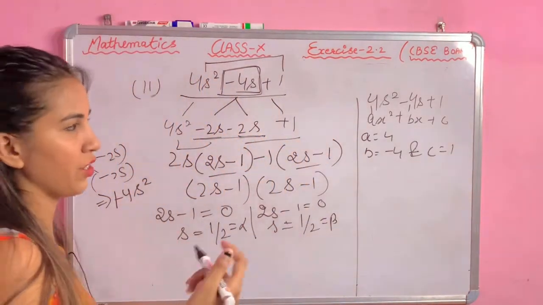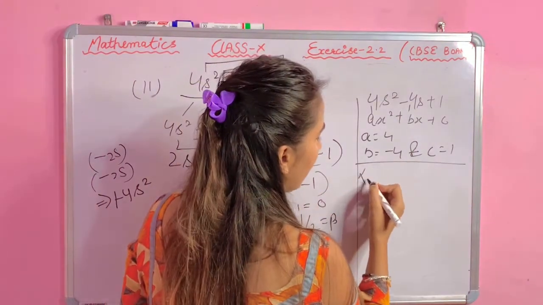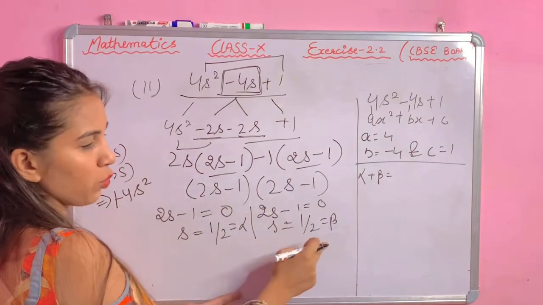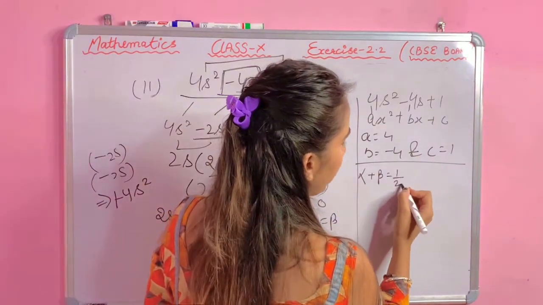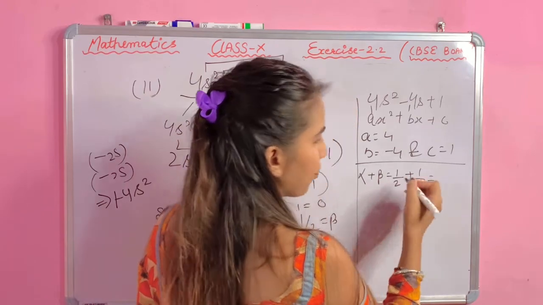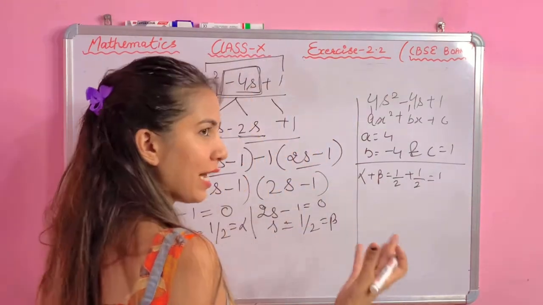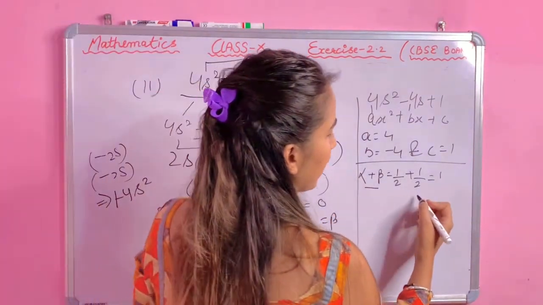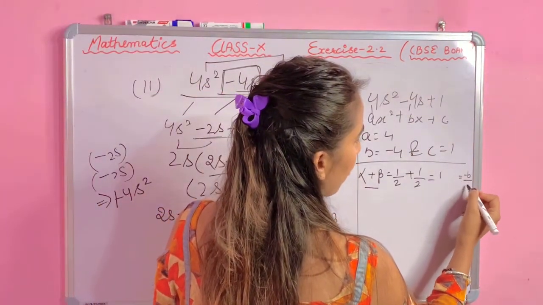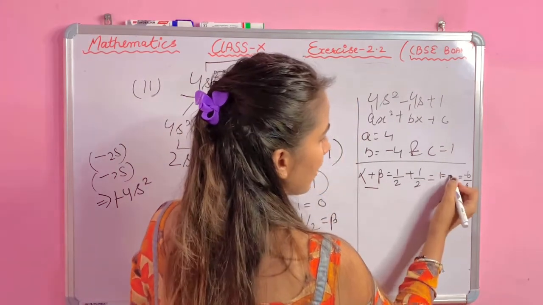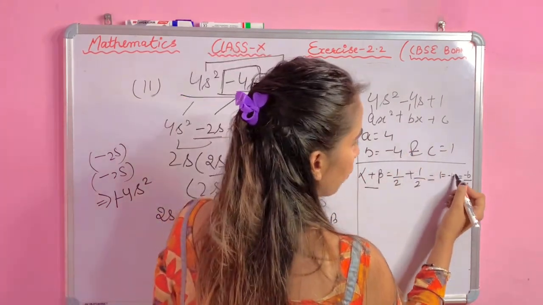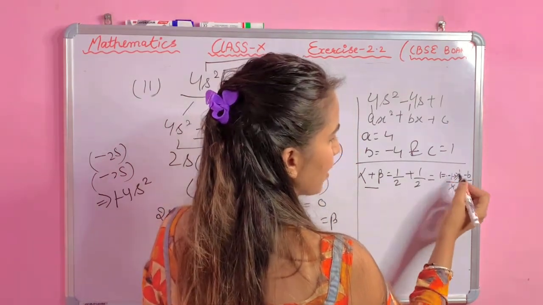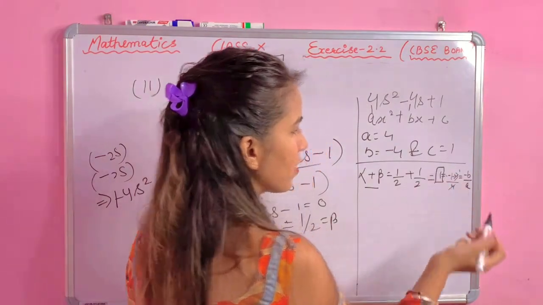Now we have to find the relationship. First is alpha plus beta. This is the sum of the zeros, and here alpha is 1 by 2 and beta is also 1 by 2. So 1 by 2 plus 1 by 2, half plus half equals 1. You can take the LCM also, you will get the same answer as 1. Now we know that alpha plus beta is always equal to minus b upon a. Now minus as it is, b here is minus 4 and a is 4. 4 ones are 4, minus minus plus, we will get 1 as the answer.